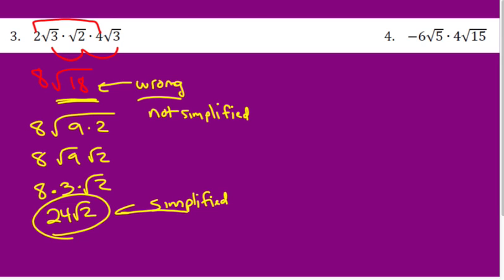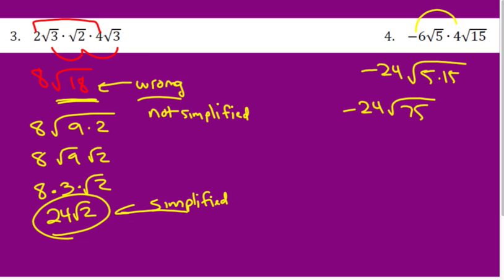Over here, just because there's a negative out front doesn't mean anything. I can still do that same thing. So I take negative 6 times 4, and I'm going to get negative 24. Multiply underneath, 5 times 15, is going to be 75.